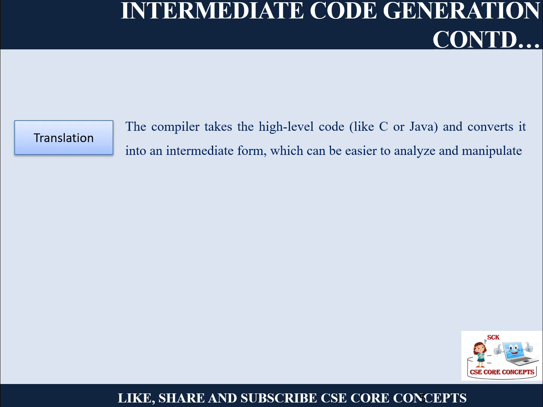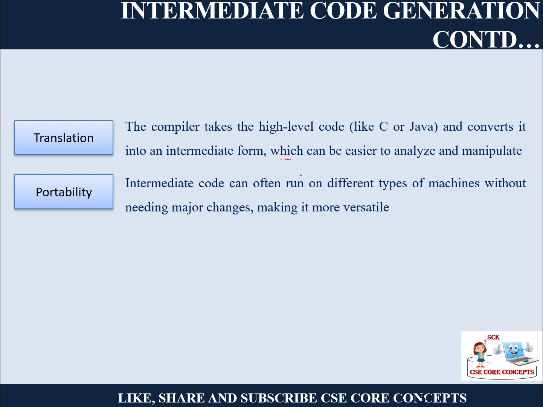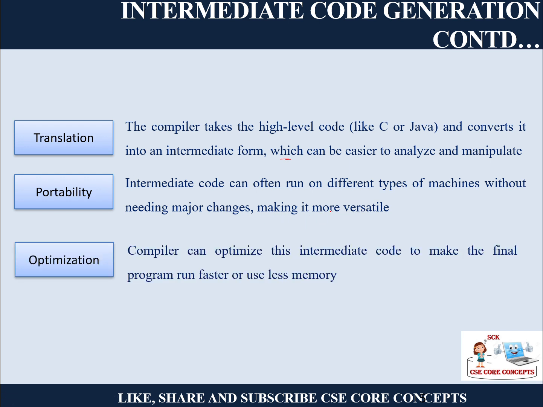So let us see what intermediate code performs. It will first take the high level code like your C or Java, and convert it into an intermediate form which is very easy to analyze and manipulate. This increases the portability of the code. Portability means that you can run it on different machines without needing any major changes, and hence it makes it more versatile, and therefore the optimization increases. That is, the compiler can optimize this intermediate code to make the final program run much faster or using less memory.